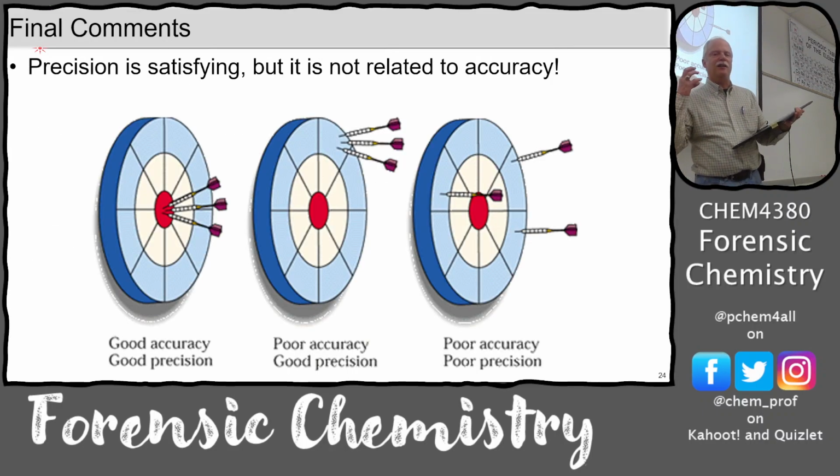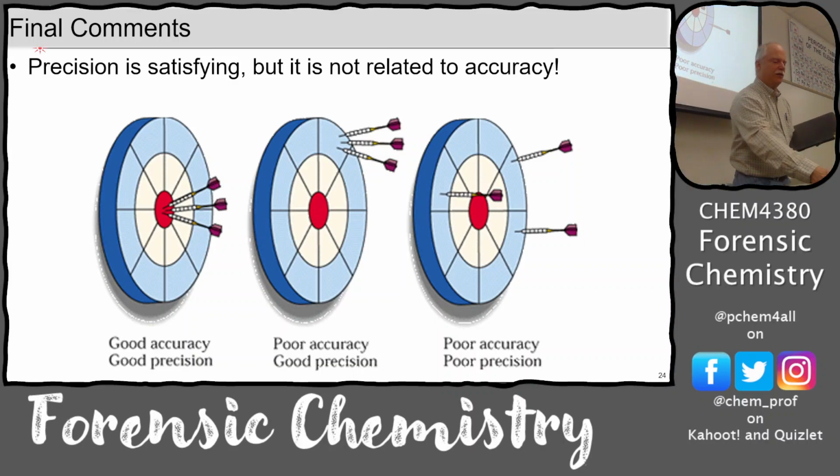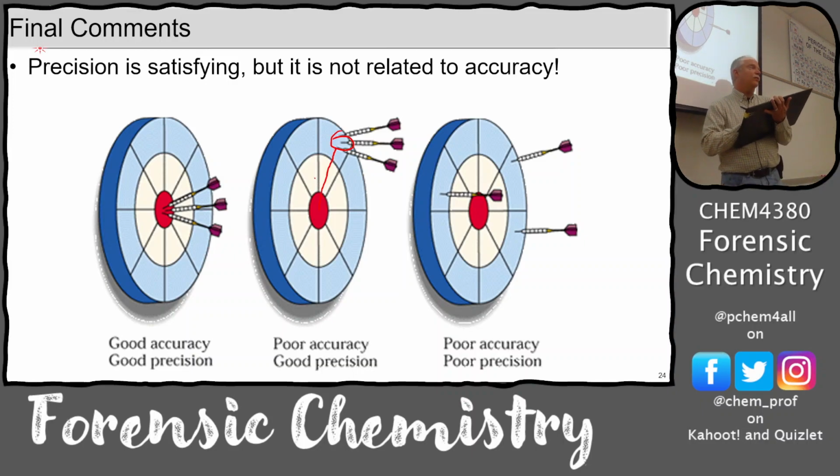Precision is satisfying, and that's what we've been talking about today, but it's not related to accuracy. So you can be incredibly precise and still be wrong. So we need to figure out a way to check to see if we're biased or not. And we'll talk about that in, I don't know, at least another week from now.